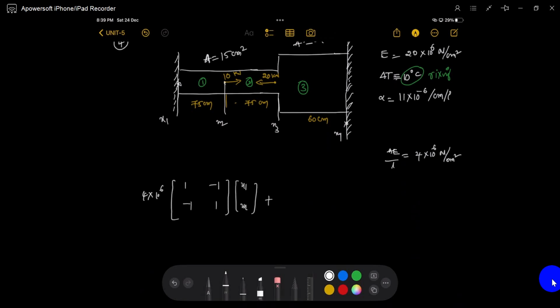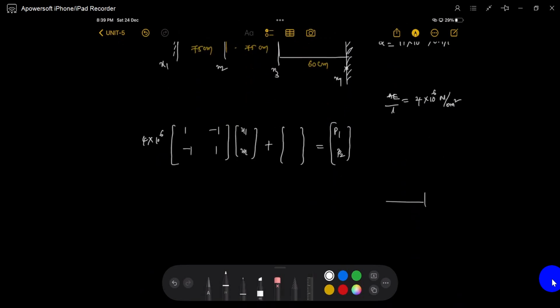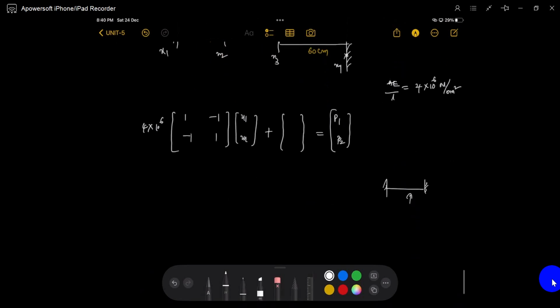Now comes to the topic. This value equals P1 P2. What is that value? If temperature is increasing, for the temperature increment, the element experiences a certain force. So what is that force? If you see, this is an element. If the temperature is rising, what will happen? It tries to expand, but the displacement is restrained. How much force is experienced?